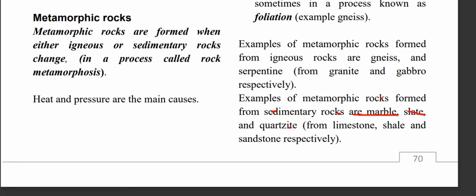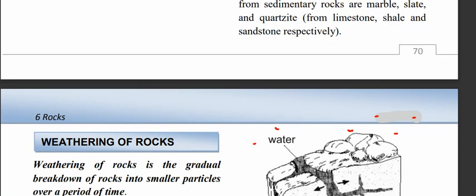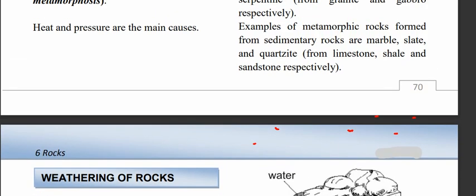Examples of metamorphic rocks formed from sedimentary rocks are marble, slate, and quartzite from limestone, shale, and sandstone respectively. So when limestone changes, we have marble. When shale changes, we have slate, and when sandstone changes, we have quartzite.